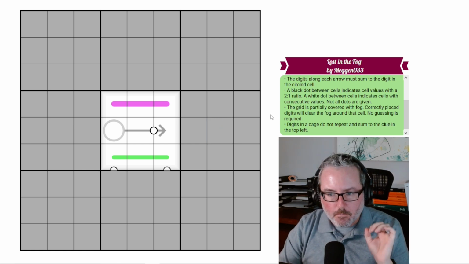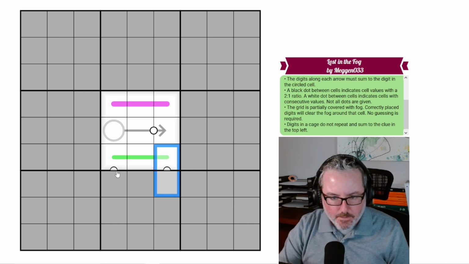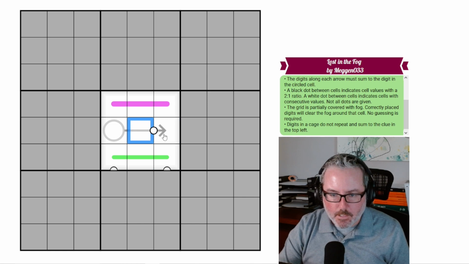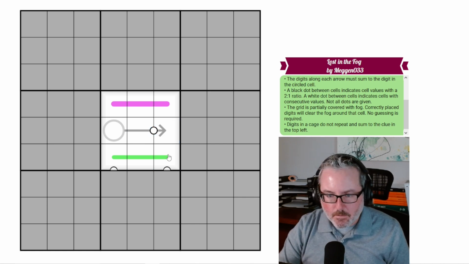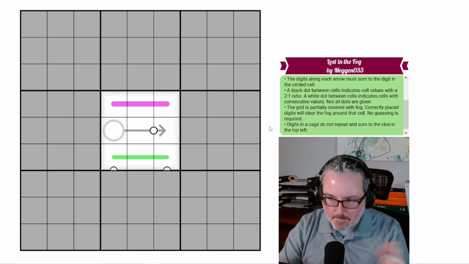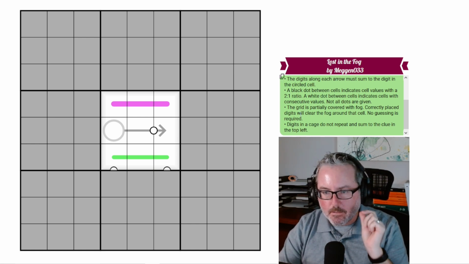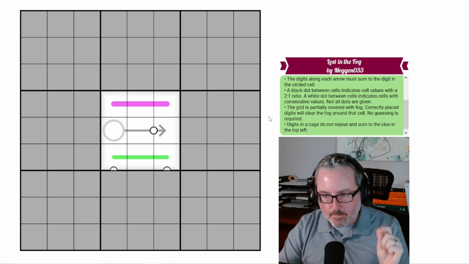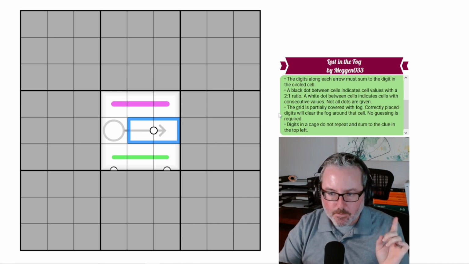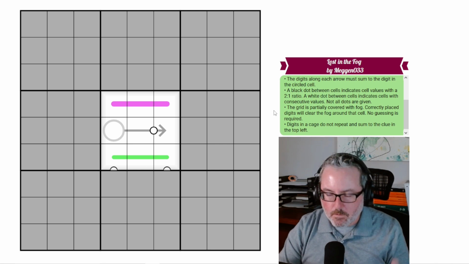Now, a white dot between cells indicates cells which are consecutive. Now, we do have examples of those. What that means is that these two digits, whatever they may be, just must be consecutive. So 2, 3, 5, 6, whatever they may be. Same goes with the other ones we have, and there are probably more in here we can't see. Oh wait, sorry, I missed a slight rule that I want to go back and say on our Kropki dots. Not all dots are given. So that means that there is not a negative constraint that we can add in here, which can be important.